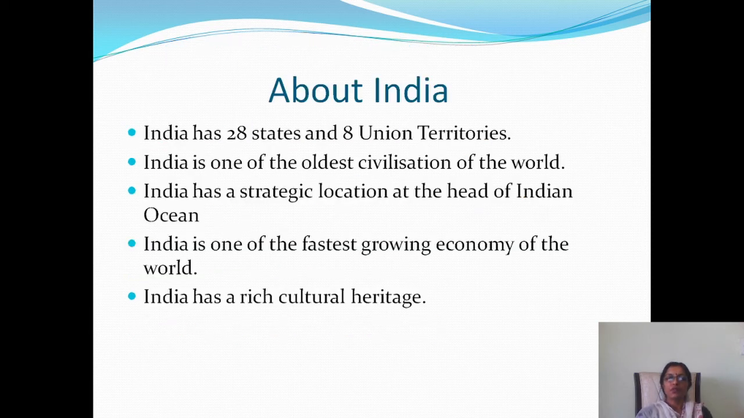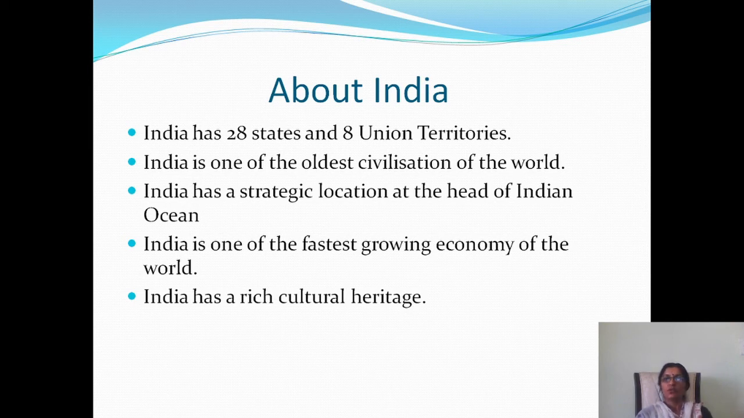Now, general information about India. India has 28 states and 8 union territories. Earlier, we had 29 states and 7 union territories. Jammu and Kashmir is now not a state. It has been divided into 2 union territories, Jammu and Kashmir and Ladakh. So we have 28 states. Dadra Nagar Haveli and Diu and Daman are now 1. So that's why we have 8 union territories now.